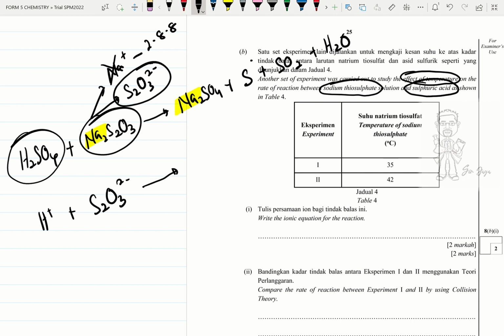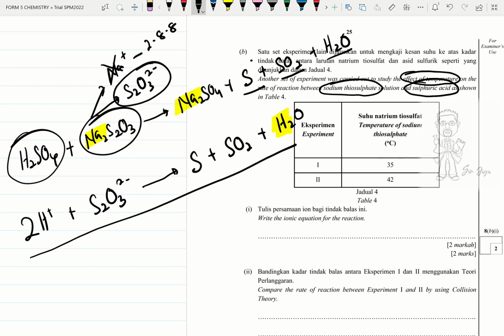During chemical reaction, both will join and form thiosulfonic acid. It will rearrange to give us sulfur dioxide and water. So I put sulfur dioxide and water. After this, we balance the hydrogen too. This is the ionic equation for this reaction.